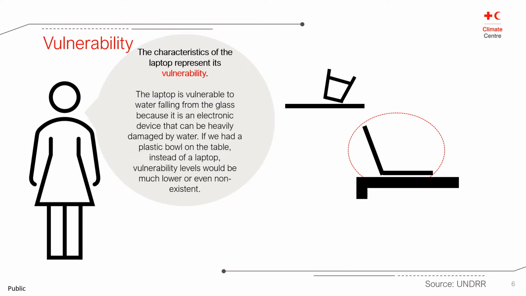In the case of anticipatory action, vulnerability refers to the characteristics of all these different exposed elements, in this case people or livelihoods or infrastructure or services, those characteristics that make them susceptible to being impacted by a hazard.